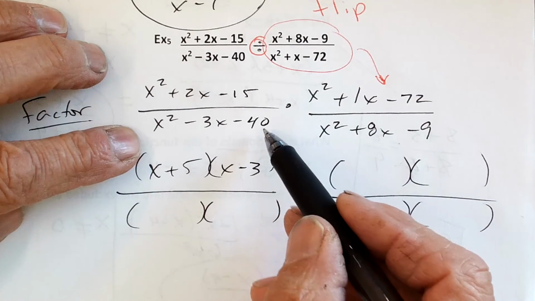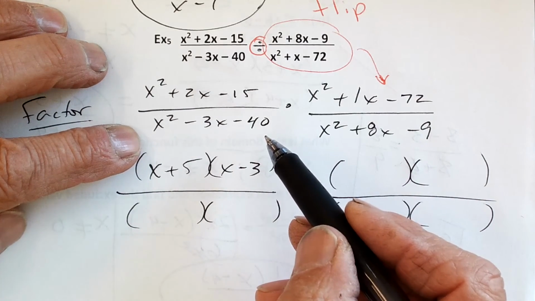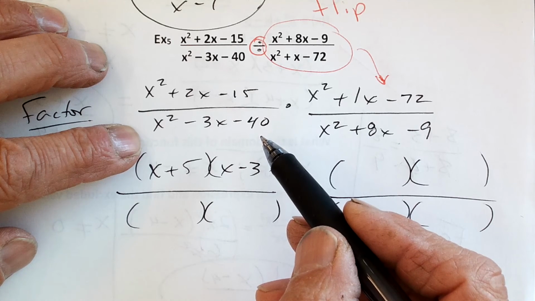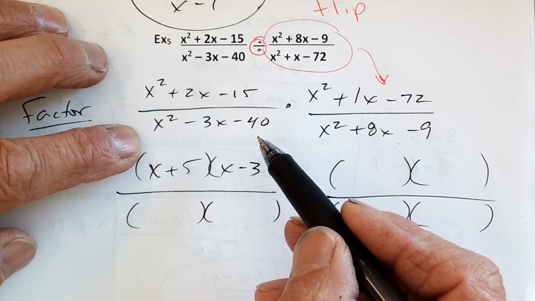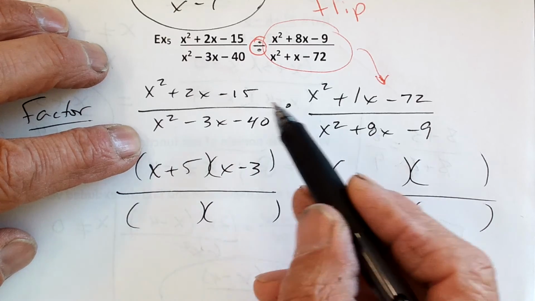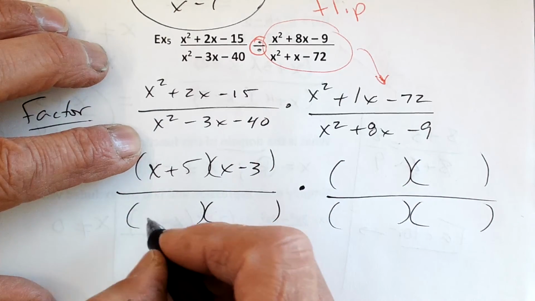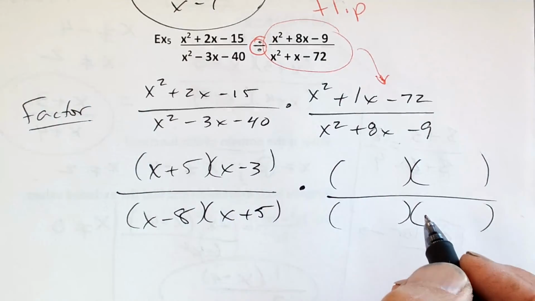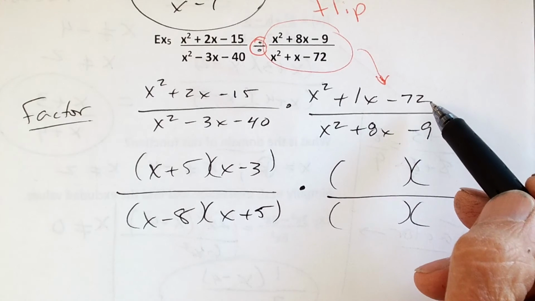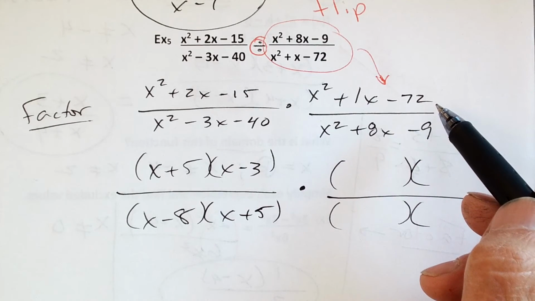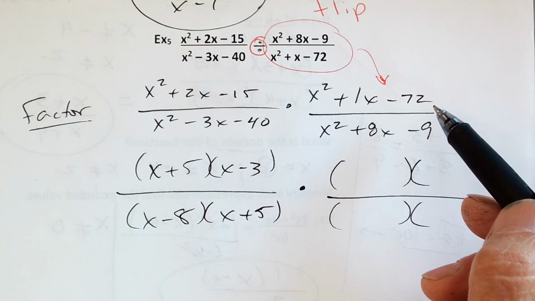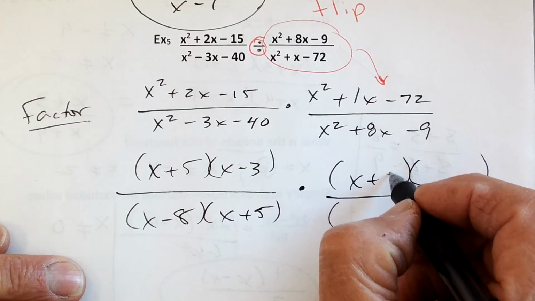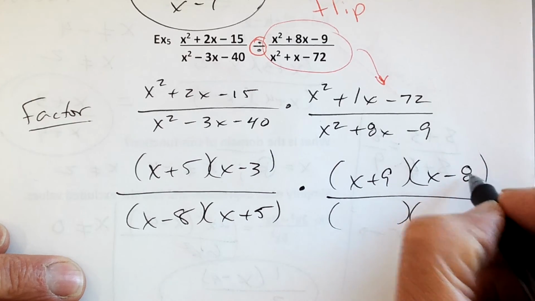Elise, what times what makes 40? How about 8 and 5, okay? And how about we make it a negative 8 and a positive 5, right? Okay, Carly, what times what makes 72? 9 and 8. Yes! Somebody knows their times facts. Thank you, Carly. How about a positive 9 and a negative 8? Glad somebody can do their times.